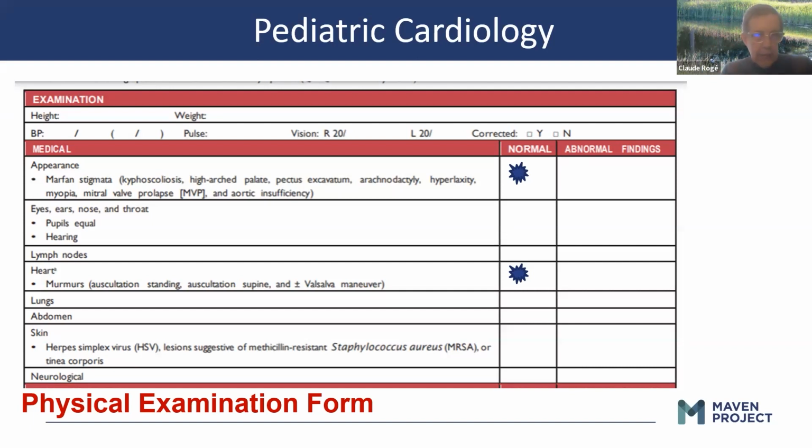And then as far as the heart, when you listen to them, a heart murmur, but the very important part of that is that you need to listen in the supine position and then in the standing position, okay, sitting and standing. So if you remember one thing from this talk, when you do a physical and you hear a murmur, make sure you listen in the supine position, sitting position, and standing position. And we will see why that's important.